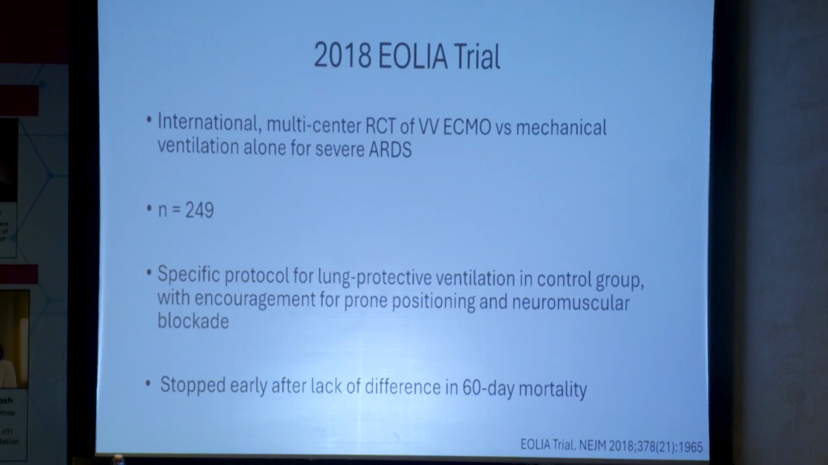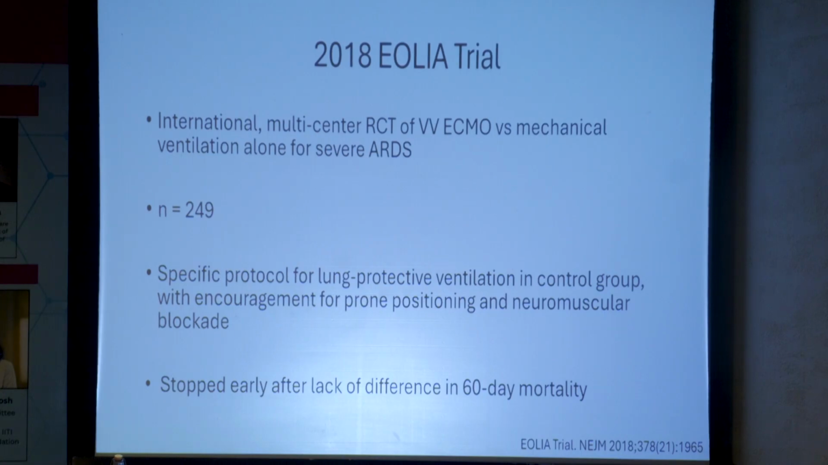And it was international, it was multi-center, it had a larger N, close to 250. There were specific protocols. They encouraged the evidence-based strategies like prone positioning and neuromuscular blockade in the control group. And all that being said, it was stopped early because they could not see a clear difference in mortality despite all those controls. This trial had the opposite problem to CESAR.